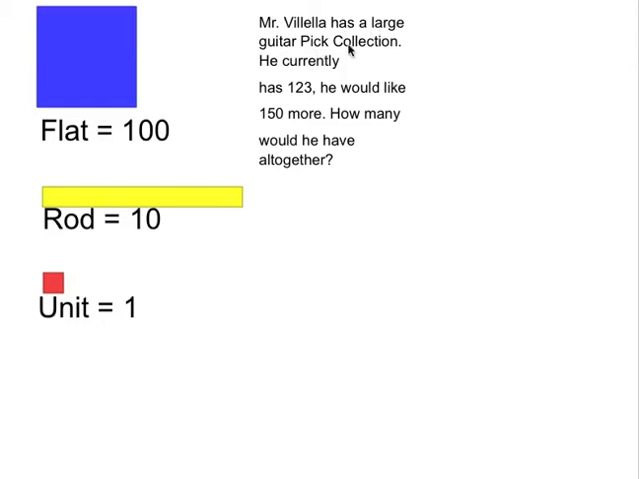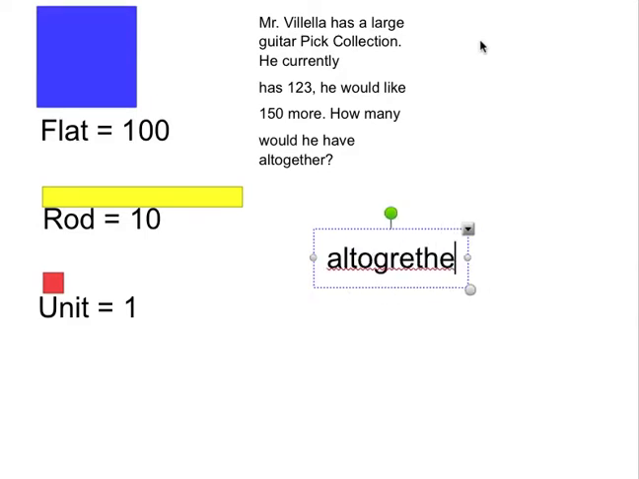Mr. Villa has a large pick collection. He currently has 123 picks. He would like 150 more. How many would he have altogether? So we need to look at some key words here. And one key word is altogether. Whenever you see the word altogether, probably means you're going to add.